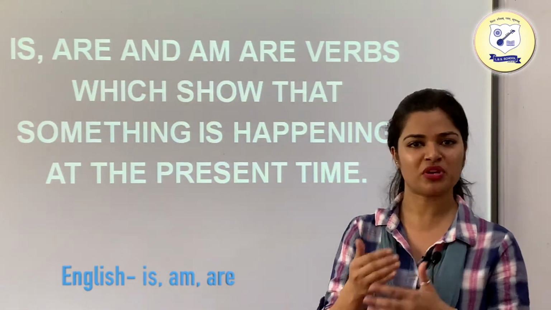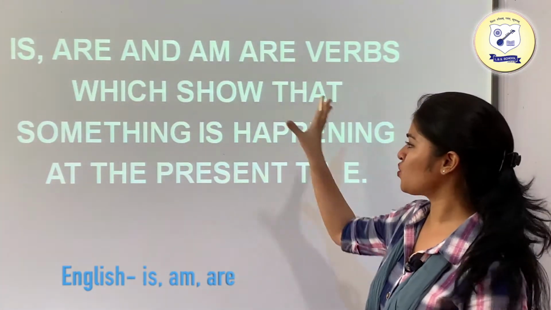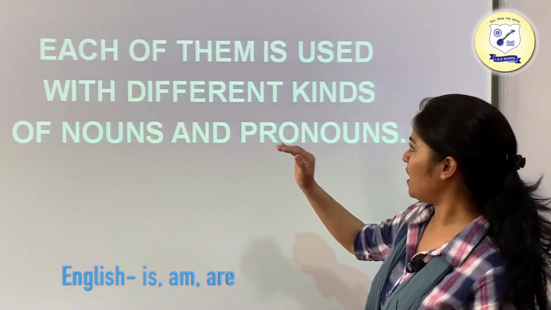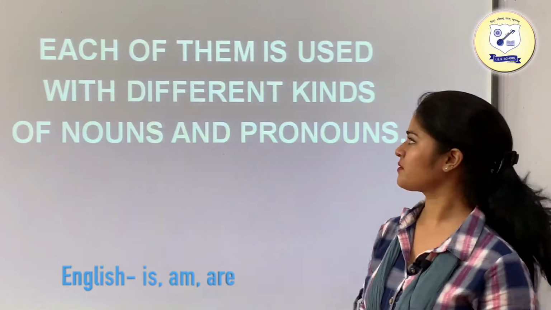If you are talking about the present tense, in that case is, am, are are your helping verbs. Okay, so now we will see the uses of them, where we should actually use them. Each of them is used with different kinds of nouns and pronouns.